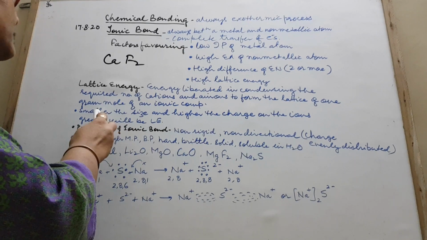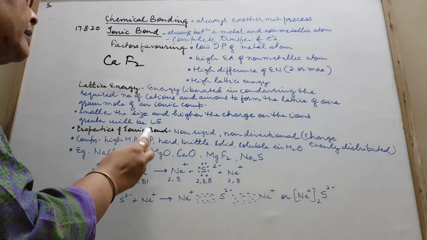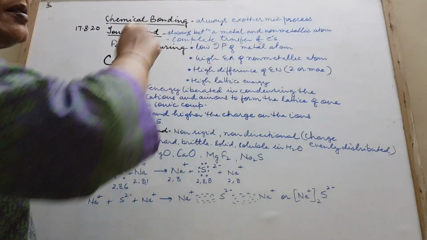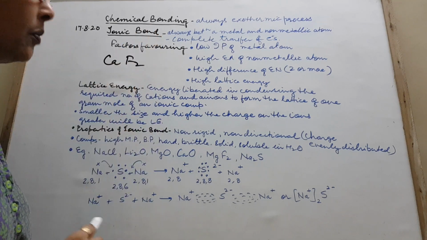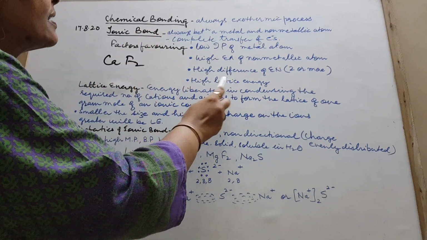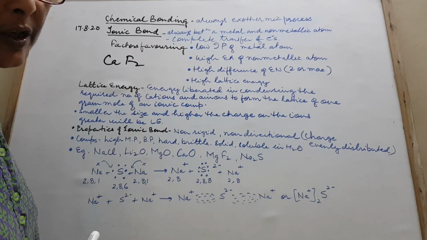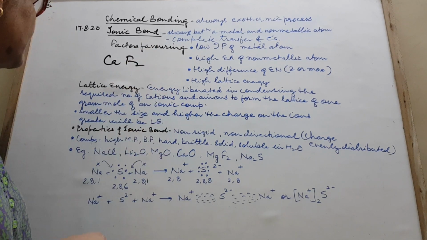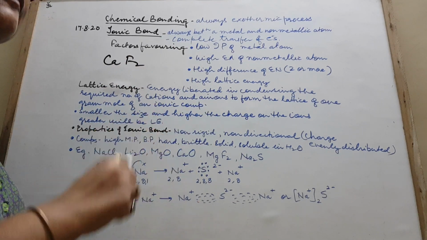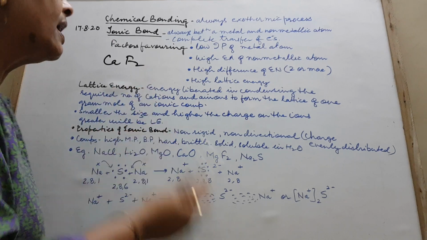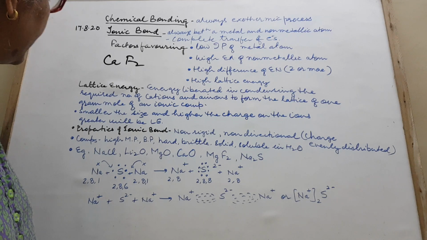So these factors, smaller the size and higher the charge on the ions, greater will be the lattice energy and more favorable will be the condition for the formation of ionic bond. As it says, high lattice energy favors ionic bond formation. And what factors favor this lattice energy? Smaller size and higher charge. These favor higher lattice energy, and higher lattice energy means condition favoring ionic bond formation.